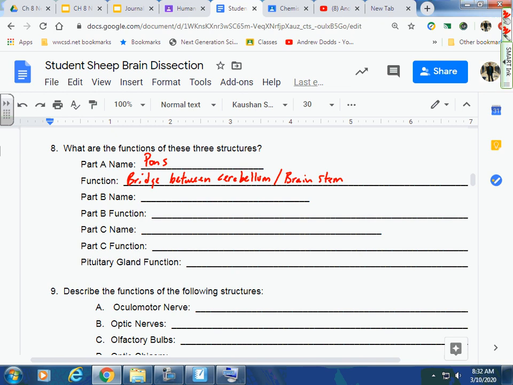Part B is going to be the medulla, the medulla oblongata. And this is going to be involved with heart rate, blood pressure, digestive activities. So this is involved with autonomic control.